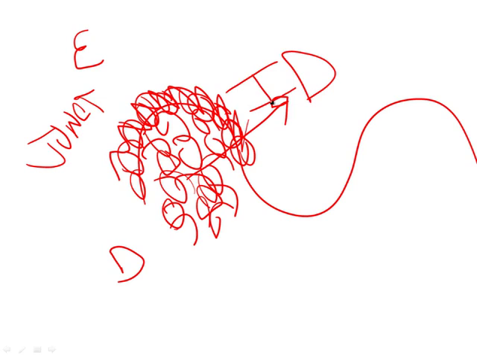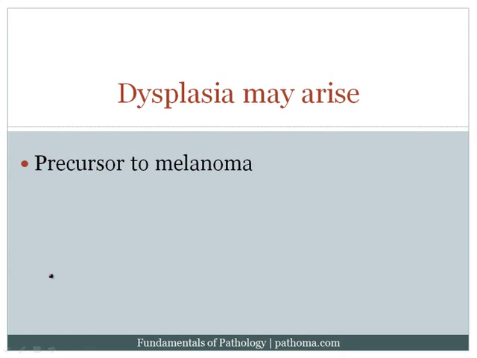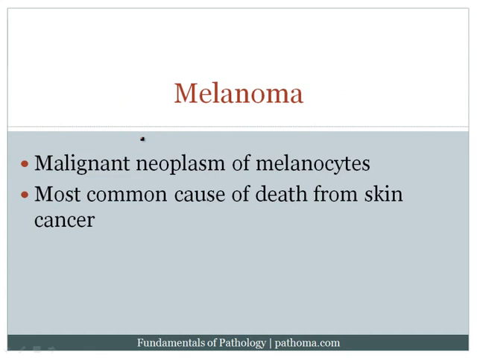Now, the intradermal nevus is the most common mole in adults, and that's because that's the very last stage. And so if it starts in a child as a junctional nevus, it'll end up in an adult as an intradermal nevus. And so adults classically develop intradermal nevi. Now, you can get dysplasia within a mole, and that could be a precursor to melanoma. Melanoma is a malignant neoplasm of melanocytes. It's the most common cause of death from skin cancer.